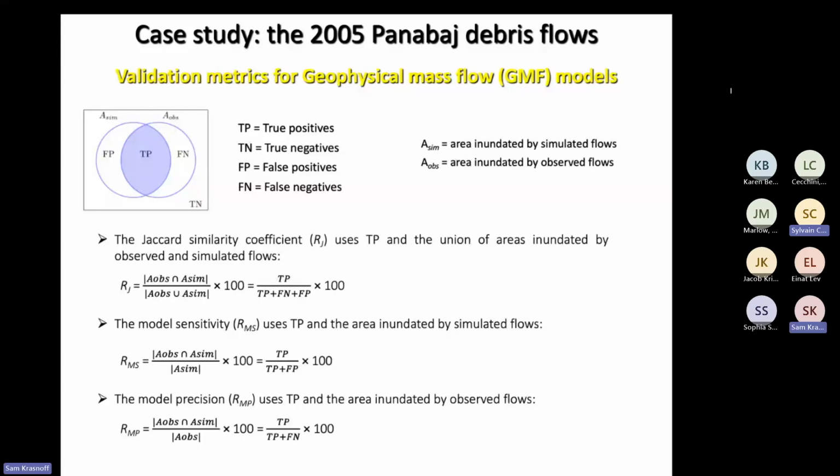For that, we use these similarity metrics that are based on the footprint of your model against the footprint of mapped deposits, for example. And you can calculate how much false negative and false positive you have, and try to get an idea, in terms of numbers, of how your model is performing against some natural flows or deposits.